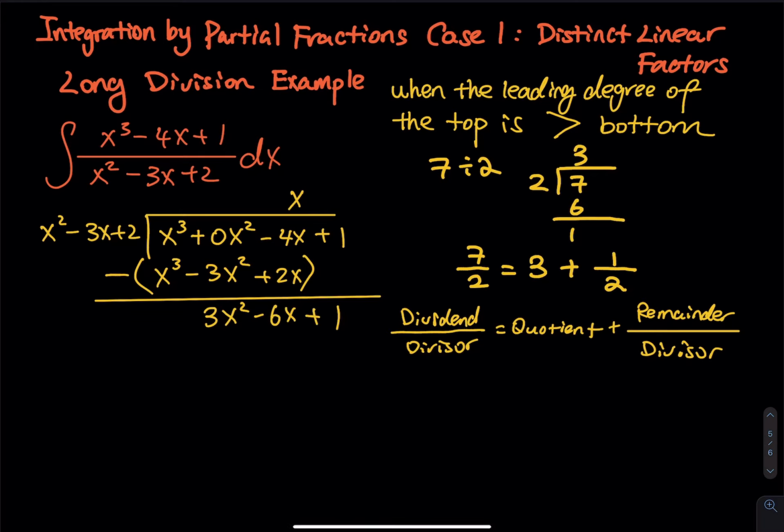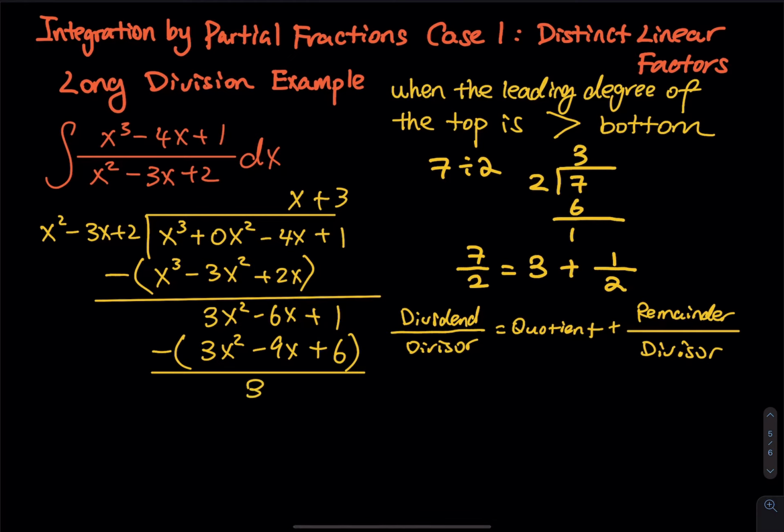And then the next term must be 3. 3 times x squared is equal to 3x squared. That is the only way to eliminate the first term. And then 3 times negative 3 is negative 9. 3 times 2 is equal to 6. And then you subtract them one more time. Please use a minus and a parenthesis. 3 minus 3 is gone. This parenthesis reminds me I am doing a subtraction. Negative 6 minus negative 9, negative 6 plus 9 is equal to 3. 1 minus 6 is equal to negative 5. And then you are all done.